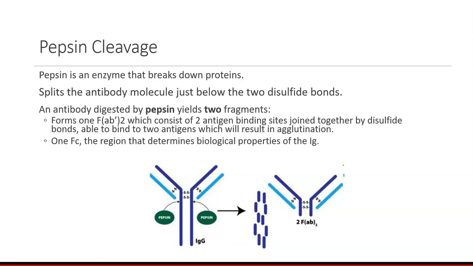So with papain, we have 2 fragment antigen binding sites, but they're totally separate. They can attach to or coat an antigen, but they cannot cause agglutination because they're individuals. But in pepsin cleavage, because we have the 2 antigen binding sites still connected, one can connect to an antigen site on one molecule, the other one on the same antigen but on a different molecule, and eventually we can get agglutination. Then there is 1 fragment crystalline, and again, this is the region that determines the biological property of the immunoglobulin. And the FC region is only composed of heavy chain portions.